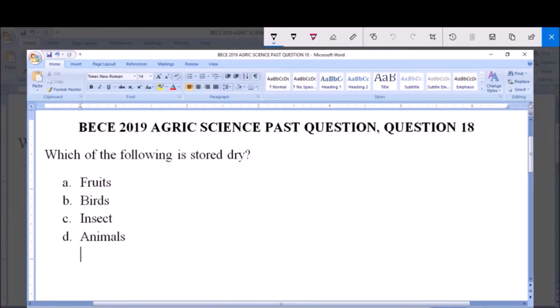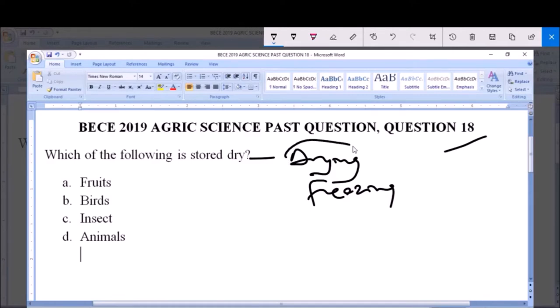Today we're going to be dealing with BECE 2019 Agric Science past question, question 18. Which of the following is stored dry? A, fruits; B, birds; C, insects; and D, animals. Now, like we know, drying is one of the processes or methods of storing agricultural products. We have other methods like freezing, and several other methods, but today we are considering drying.